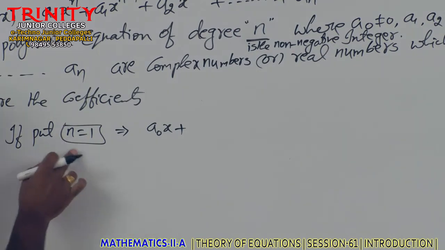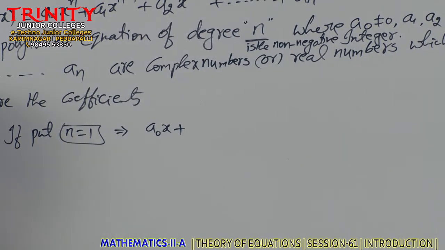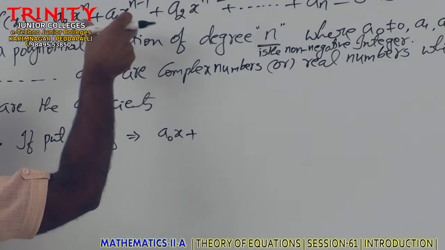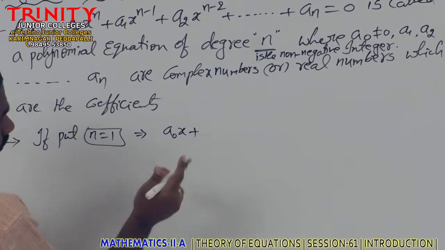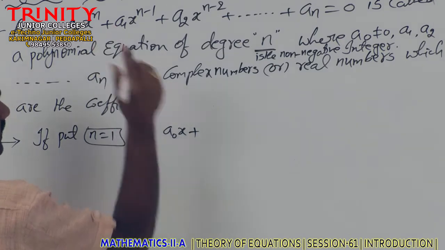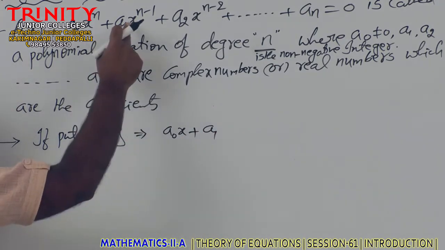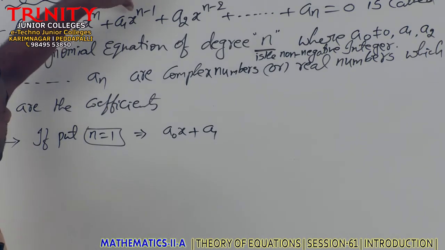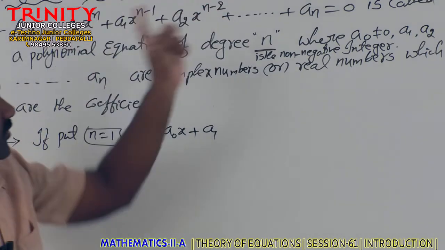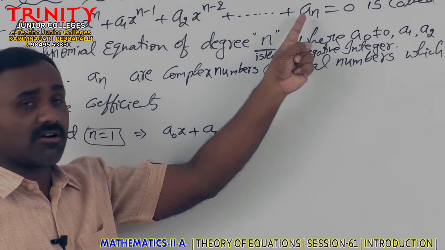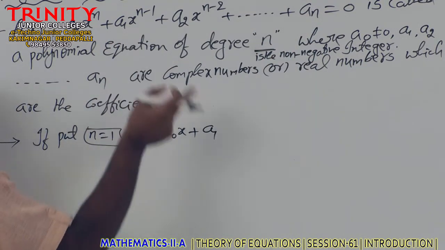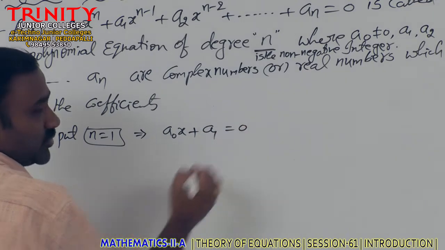Now n is equal to 1. Then what is the form of this polynomial? How does it change? A naught x plus a1. Why? Because x power n minus 1 is nothing but 1 minus 1, which becomes 0. Now it is a constant. Therefore the last term of the polynomial is a constant. When n is equal to 1, the second term becomes the constant.